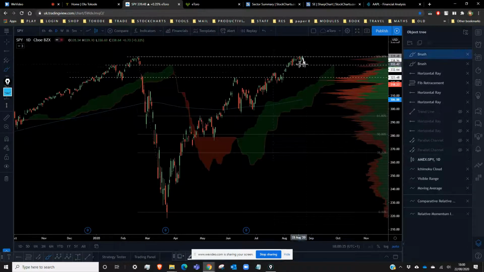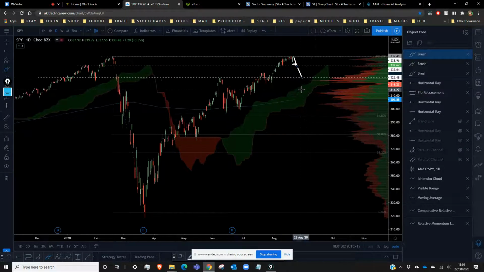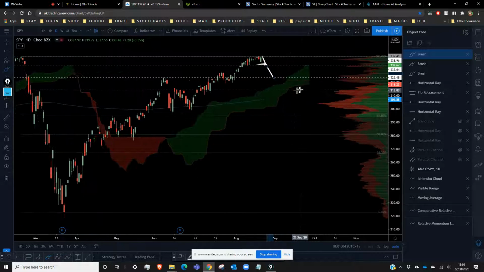If that fails, the next level is down here, 323. Now this is a much stronger support than 332. And that's just slightly above the Ichimoku cloud. Now, worst case scenario, 323 does not hold and price continues to fall.